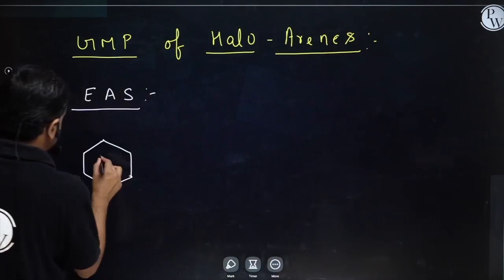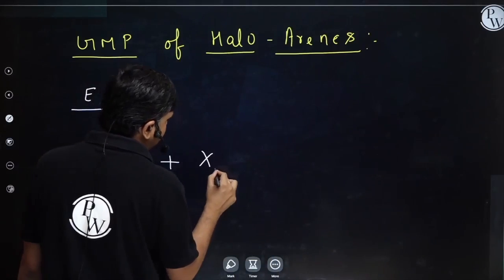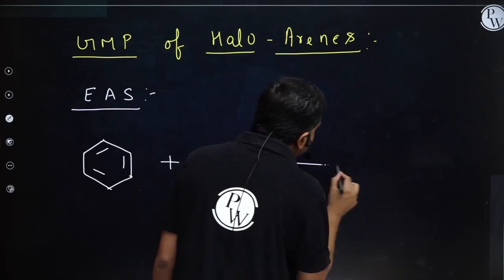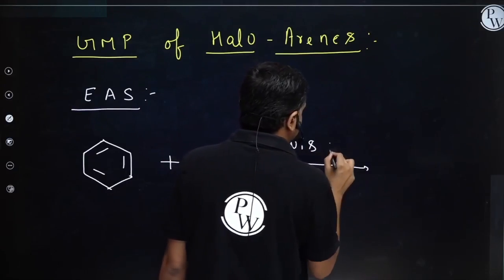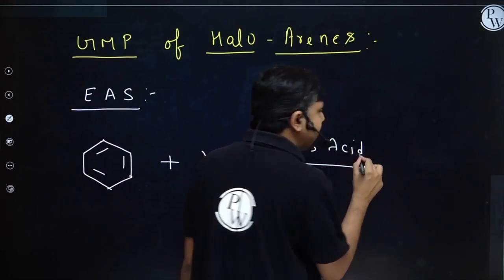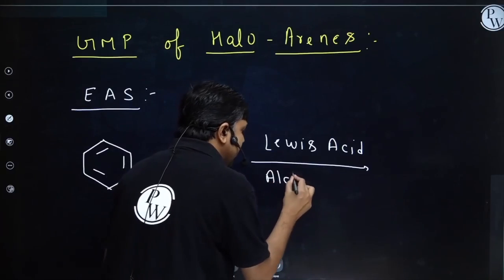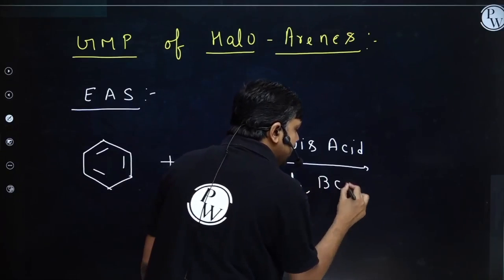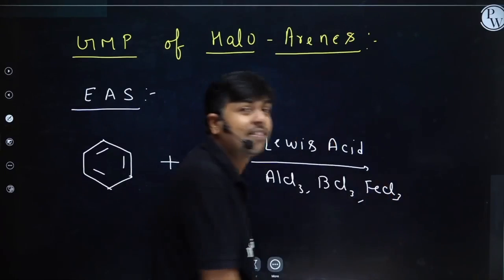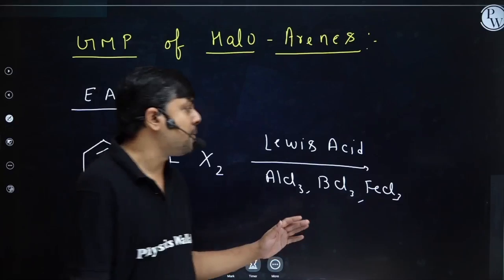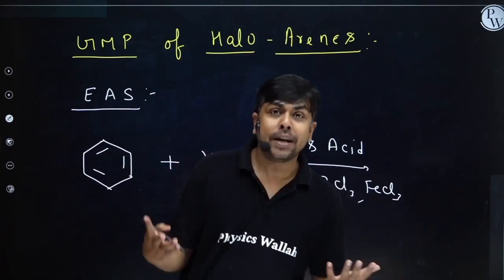I'm having a benzene ring. This benzene ring is treated with halogen X2 in the presence of Lewis acid. Can you tell me a few Lewis acids? The Lewis acids can be AlCl3, BCl3, BF3, FeCl3, ZnCl2. All these compounds act as a Lewis acid because they have an incomplete octet.